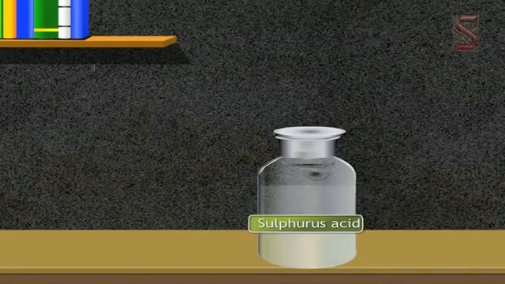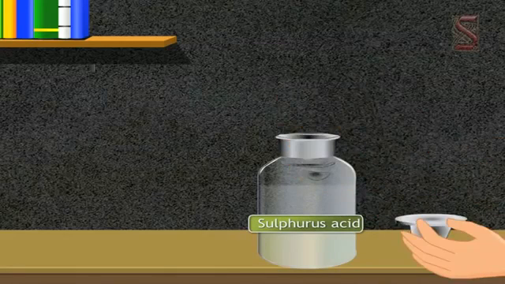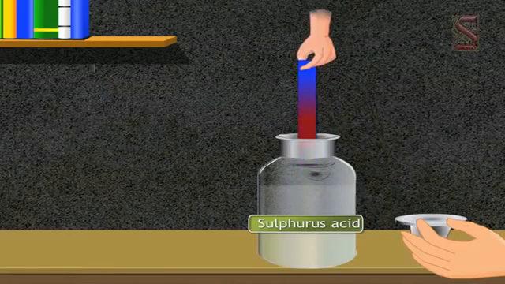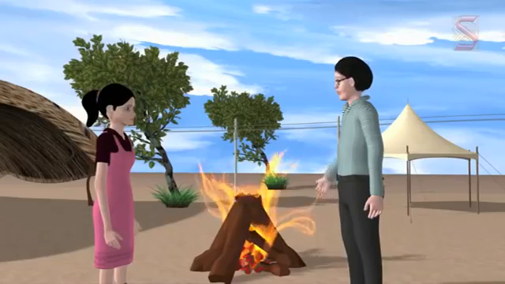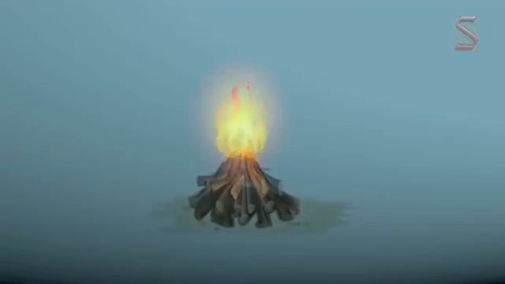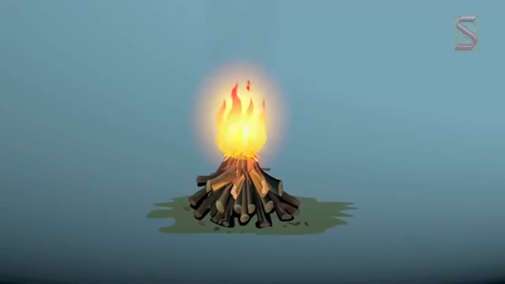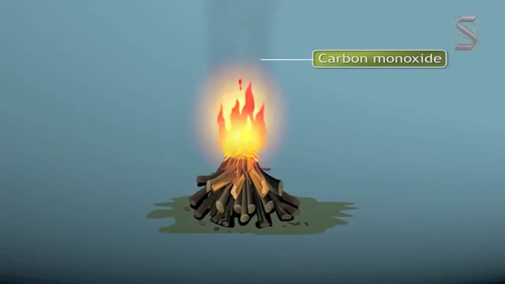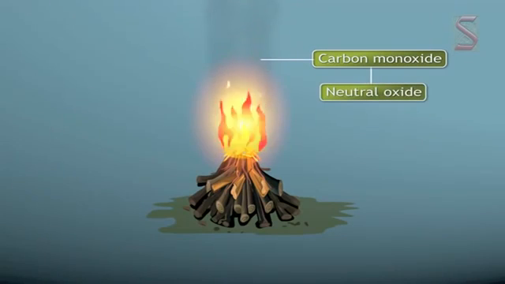Sulfurous acid is formed. Now introduce a blue litmus paper which turns red. The sulfurous acid turns the blue litmus to red. Observe the bonfire. In this bonfire, there is a partial combustion. Carbon monoxide is produced. This is a neutral oxide.